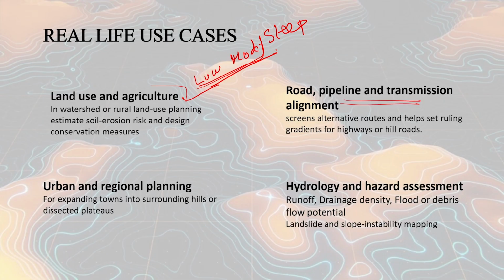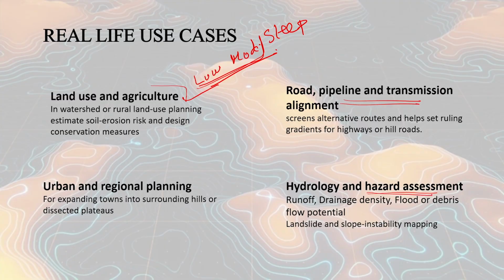What we have next is hydrology and hazard management or assessment. Depending on the slope or the nature of the area's slope, a particular area can be categorized as at high or low risk for issues from runoff, drainage or flood as well as debris flow potential. So, understanding a particular land's slope nature allows us to plan ahead and be prepared for what kinds of risks or hazards lie in wait for that particular region.